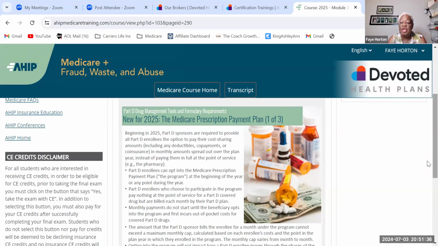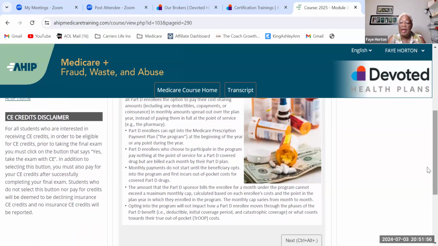Monthly payments do not start until the beneficiary opts into the program and first incurs out-of-pocket costs for covered Part D drugs. The amount that the Part D sponsor bills the enrollee for a month under the program cannot exceed a maximum monthly cap calculated based on each enrollee's cost and the point in the plan year in which they enrolled in the program. The monthly cap varies from month to month.